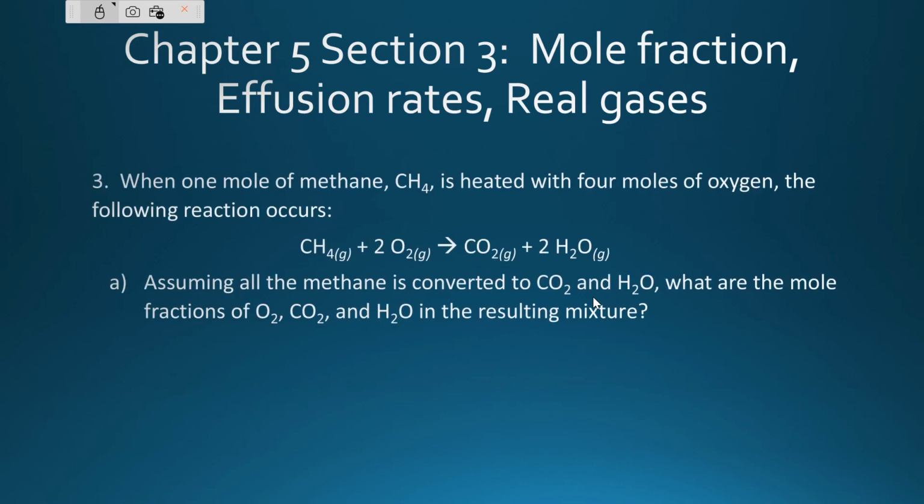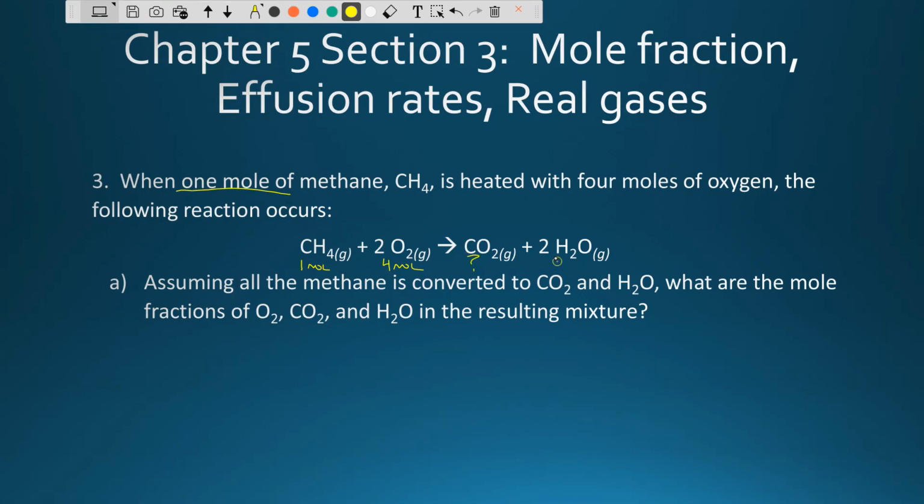So we're going to be taking a look at what happens, first of all, when we take methane and convert it to carbon dioxide. We've seen a problem like this before, but now we're going to be looking at the mole fractions of each of the gases in turn, assuming that all your methane is going to be converted over. Okay, so I see my balanced equation up here, and what we need to do is we need to see the mole fractions of oxygen and carbon dioxide and water when I have 1 mole of this, okay, with 4 moles of oxygen.